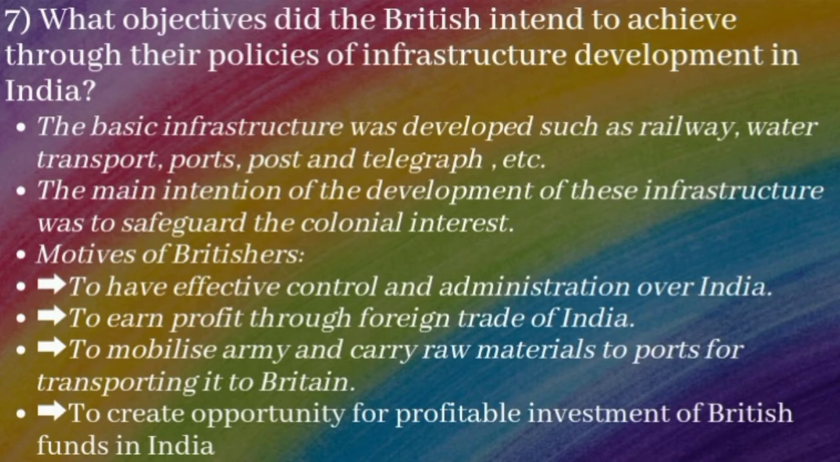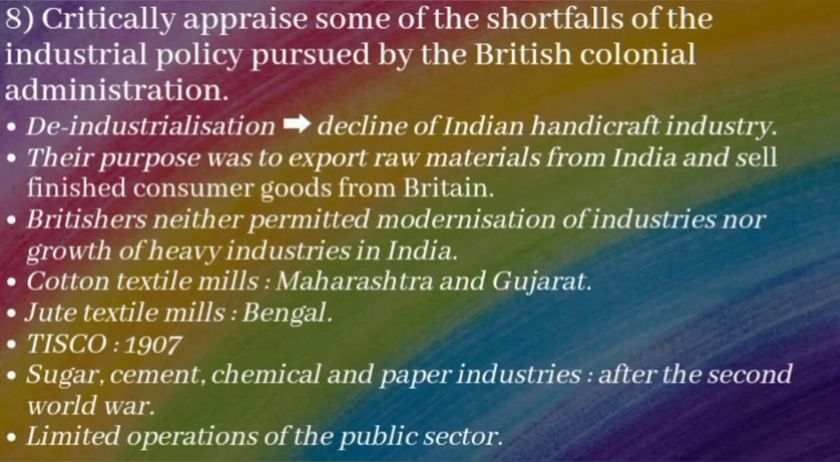And the next point is to mobilize the army and carry raw materials to ports for transporting them to Britain. So for the movement of the British army within the country, and to carry raw materials from the production areas to the ports so that they can transport them to Britain. That was the aim. Then to create opportunity for profitable investment of British funds in India. So this infrastructure was also done to make profits from India for the development of Britain and not the Indian economy.